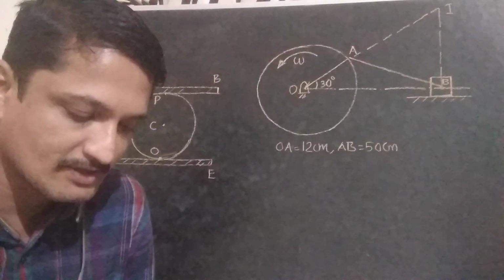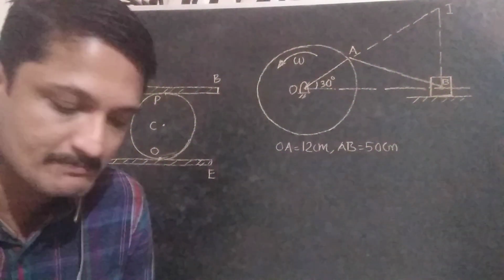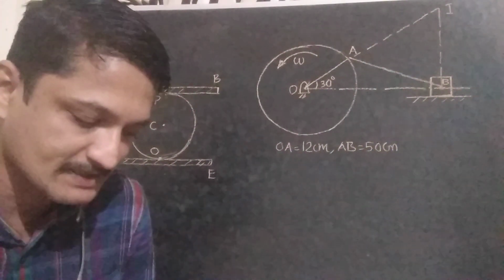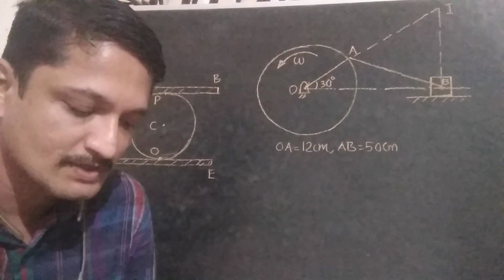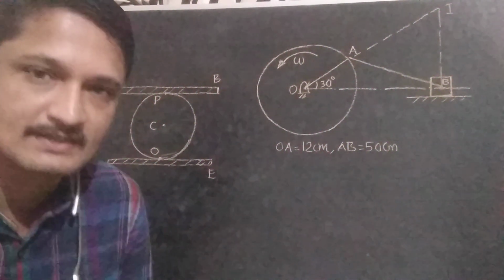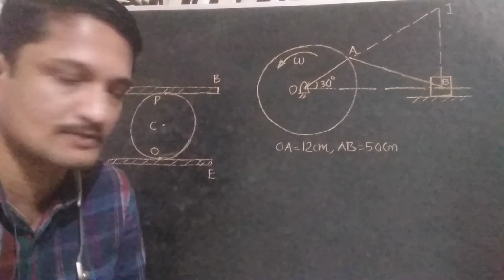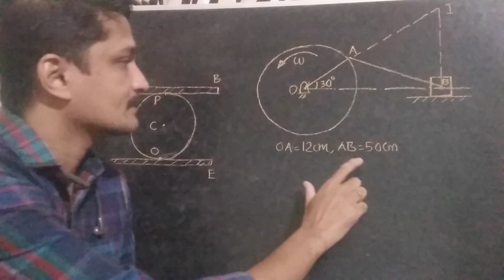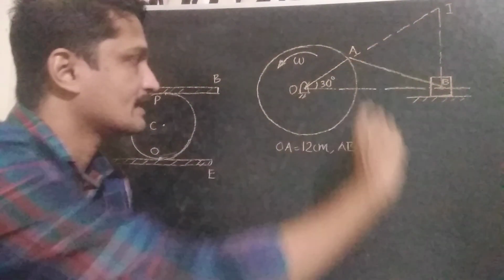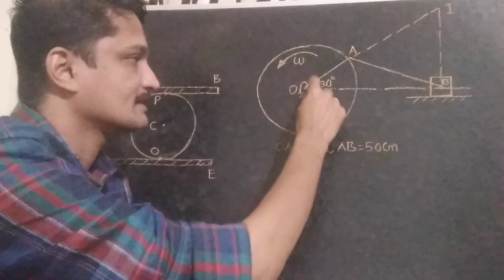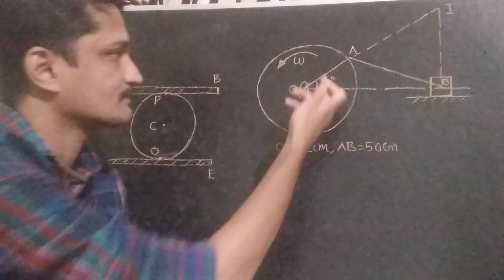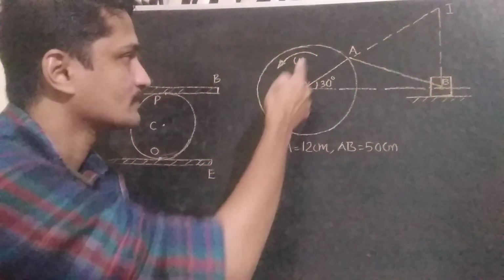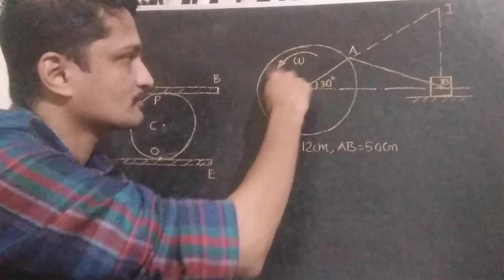Find one, the angular velocity of the connecting rod AB. Two, the velocity of the piston when the crank makes an angle of 30 degrees with the horizontal. And this is the figure. Here the crank OA makes an angle of 30 degrees with the horizontal direction, and this crank is moving in the anti-clockwise direction.